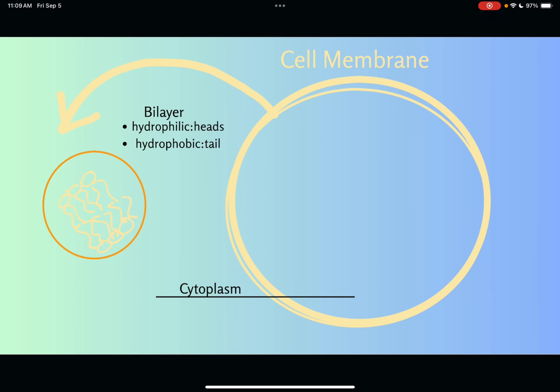If we take a closer look at the cell membrane, it is made of a phospholipid bilayer, meaning it is a double-layered membrane. And within that membrane, there are two rows of phospholipids, with the heads being hydrophilic, and they love to be by water. And the tails are hydrophobic, so they're avoiding water.